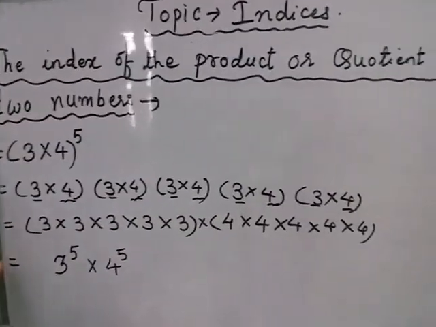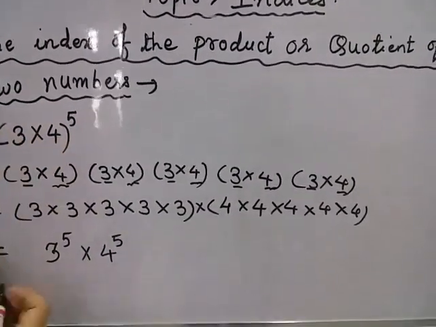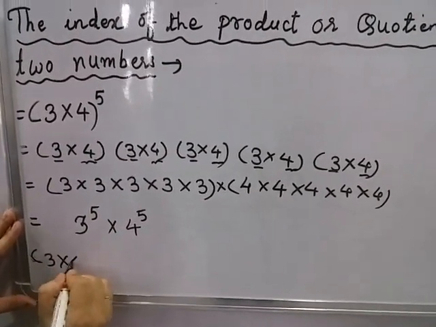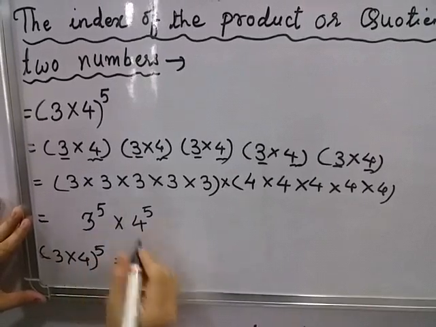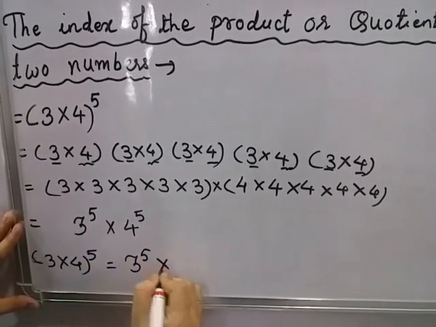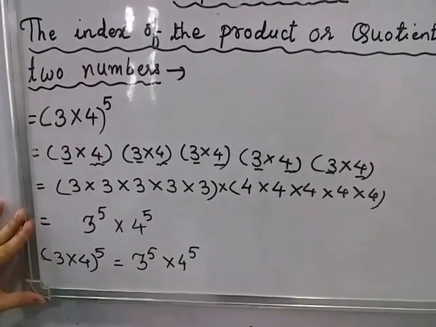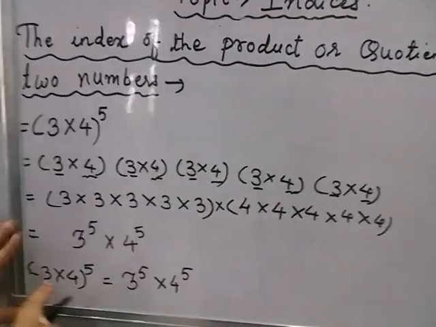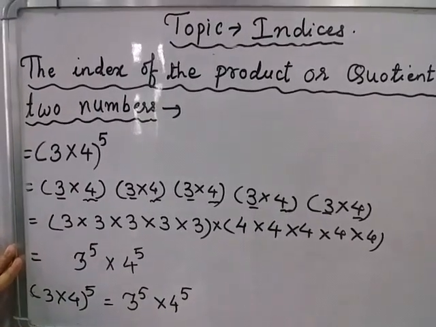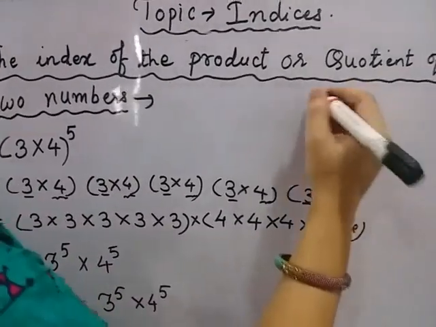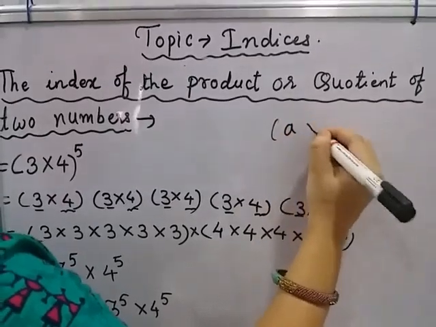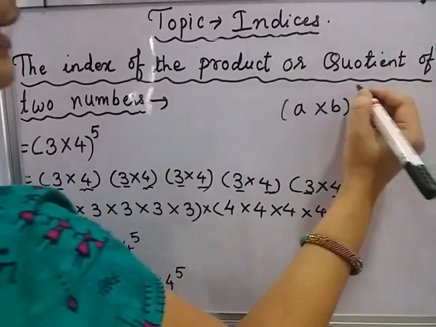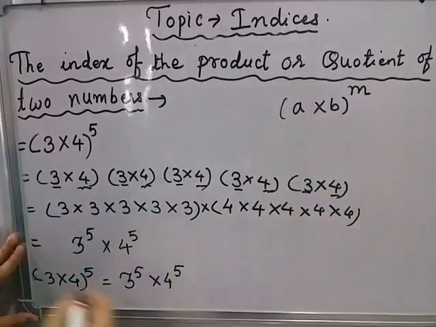So student, here we get the next law. So I'll write this question. What is the question over here? 3 into 4 raised to 5 is equal to 3 raised to 5 and 4 raised to 5. So student, here how will we get the index? Here instead of one base, there are two different bases. So for these two different bases, we are going to use A into B, and one index. What is that index? M.